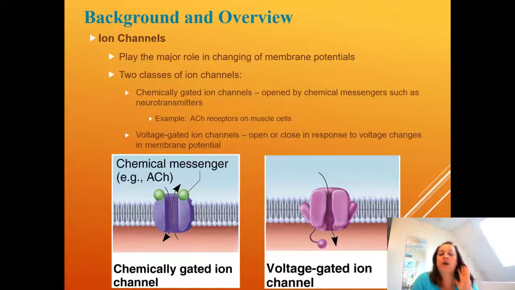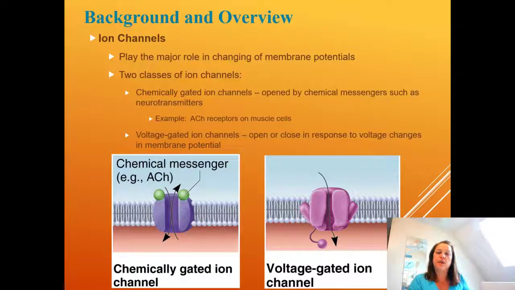All right, when we want to change the membrane potential, when we want to change how much sodium is on one side or how much potassium, we have to talk about ion channels. Some of them are chemically gated, meaning if a chemical arrives, it will open. If the chemical's not there, then it won't. And so that's going to be one of the ways that we're going to move sodium initially.